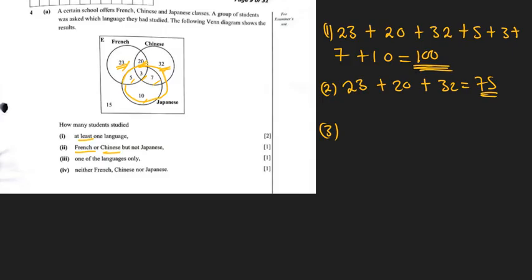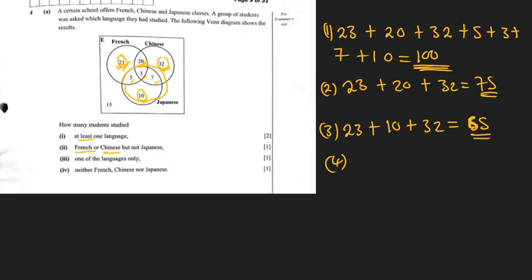This 23, one of the languages only. So there's 23, 32, and 10. And this was, let me see, 10 or 63. 65. Neither, that's French, 65. The answer is 65.